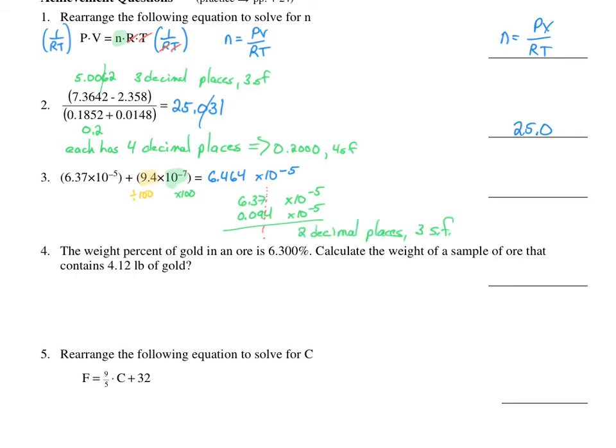So now we go up to our calculator answer and round it to 3 sig figs. The first number to be dropped is less than 5, so we drop all the numbers after that. So our correct answer is 6.46 times 10 to the minus 5. Now when you round your answer, be careful that you don't forget the exponential part, because that often happens.